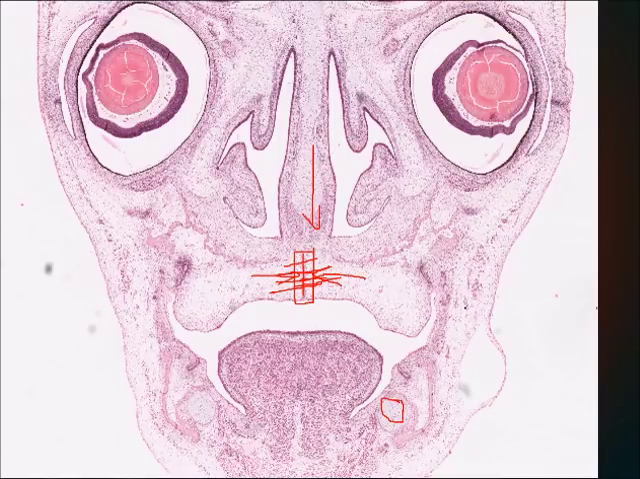The Meckel's cartilage, you can identify it. You can identify the bone as two plates. Between them you can see the neurovascular bundle. This is the tooth germ.